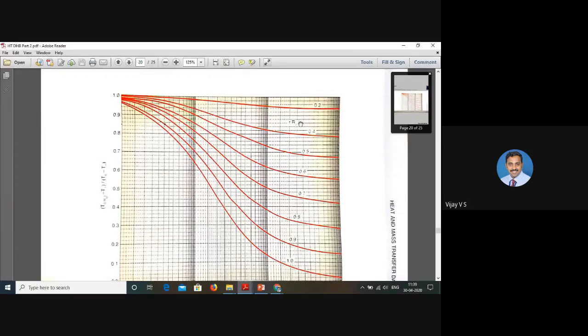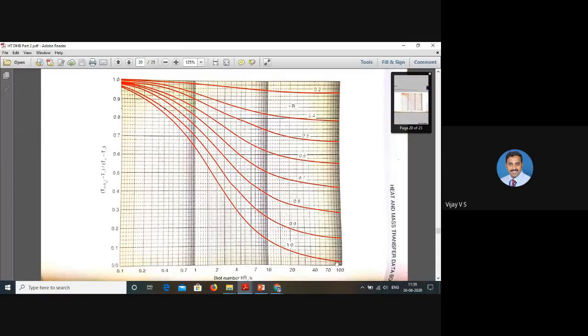Suppose they are asking at the center. At the center, r by R is 0, so this is the topmost line, the 0 line, because r will be 0 at the center. At the surface, r by R is 1, this is the surface line. This line will meet around 0.8, somewhere 0.6. So we will get around 0.66 or 0.68.